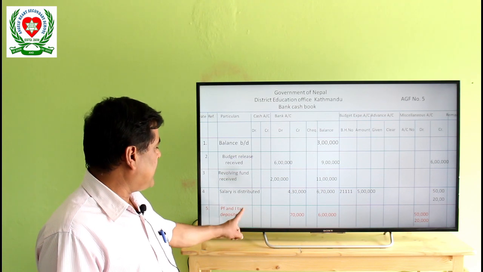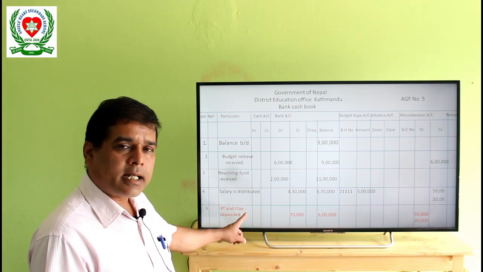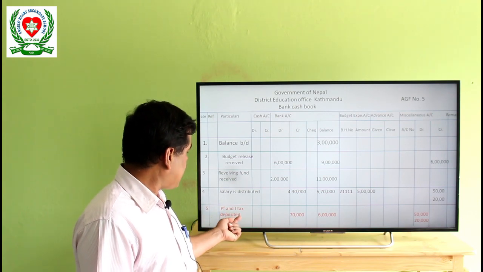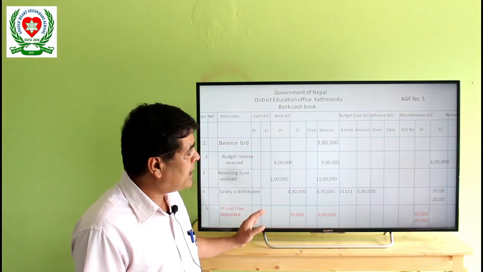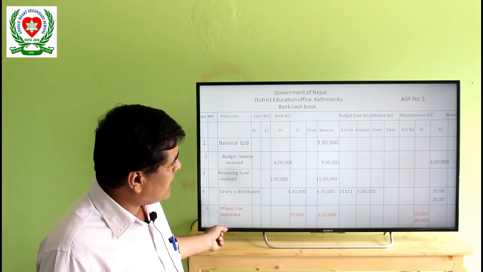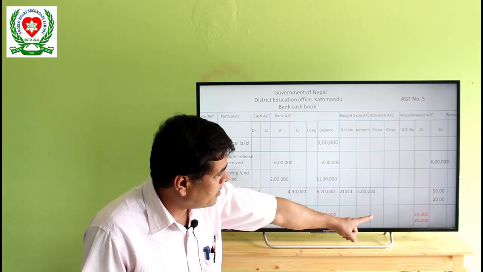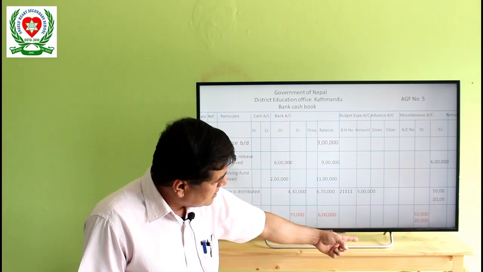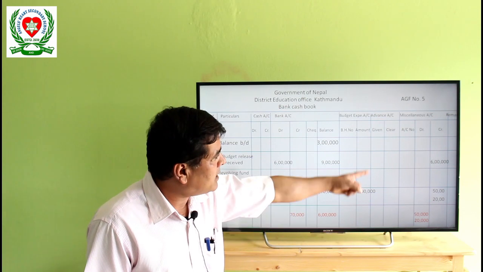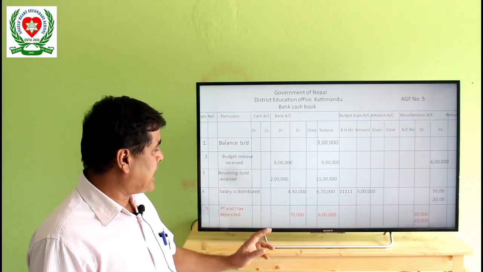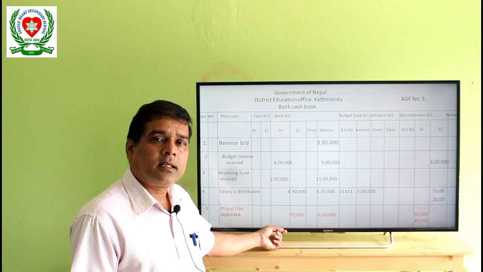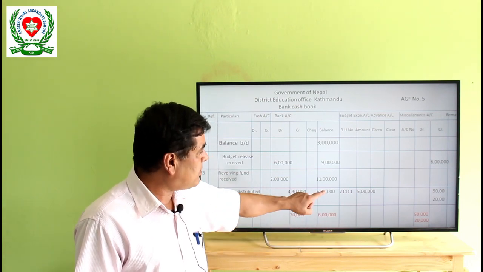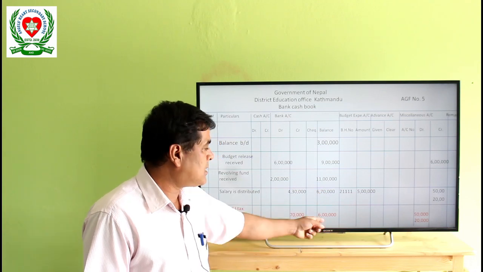Provident fund and income tax, I have written PF and I tax because the column is small. Provident fund and income tax are deposited into their respective accounts. While depositing, debit provident fund 50,000 on the debit side of the miscellaneous account, and 20,000 also, that is income tax, on the debit side of the miscellaneous account. Credit NR Bank 70,000. Now we have to do the balance. 70,000 should be subtracted from 6 lakh 70,000. It is 6 lakh.